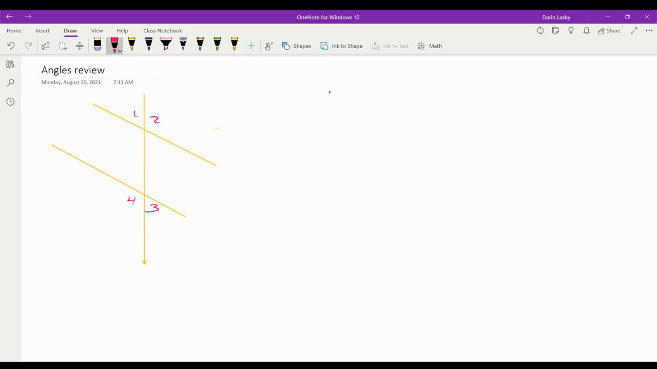Let's say that angle 2 is equal to 2x plus 10, and angle 3 is equal to 4x plus 20. Just make that up. Okay, so 2 and 3, if you notice, are not anywhere near each other. So what do we do with them?